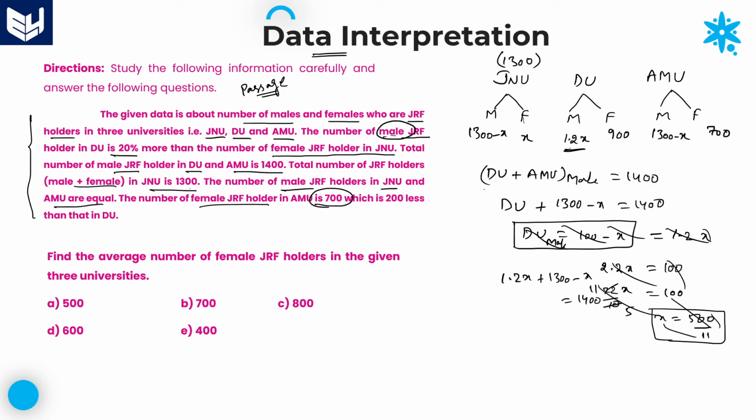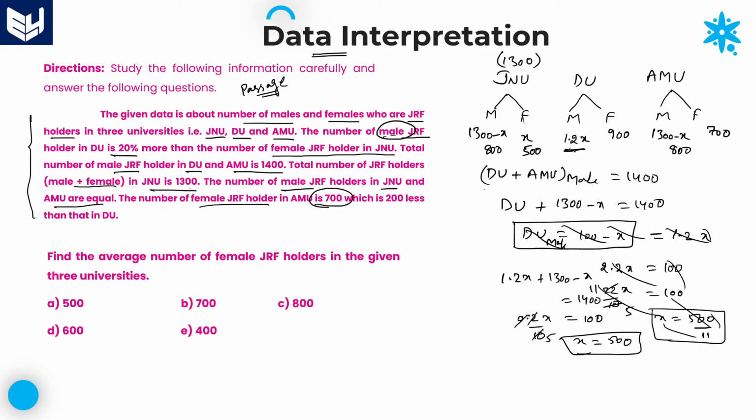Now from this, 0.2x is equal to 100. So this value is 2 by 10. You just cancel with the 5 table. X is equal to 500. The value of x is 500, right? Once it is fixed, this value is 500, this value is 800. And next this is also 800.